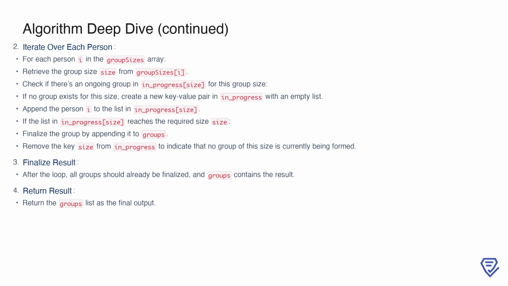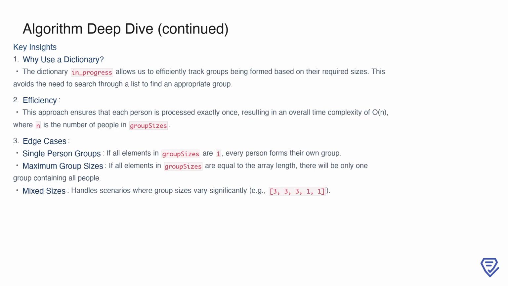This step-by-step process ensures that every person is placed in exactly one group, and all groups meet the specified size requirements. Using a dictionary like in_progress is key to this approach because it allows us to efficiently track groups being formed by their required sizes. Without it, we would need to search through a list to find an appropriate group, which would significantly increase processing time. This method ensures that each person is processed only once, resulting in an overall time complexity of O(n), where n is the number of people in the group sizes array.